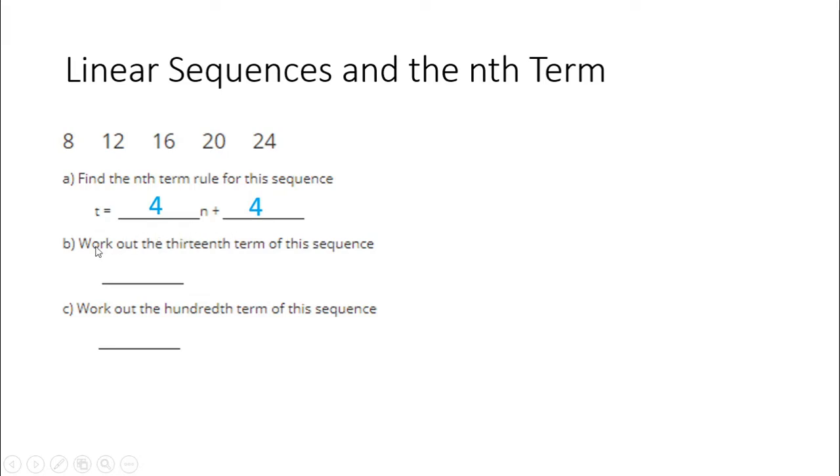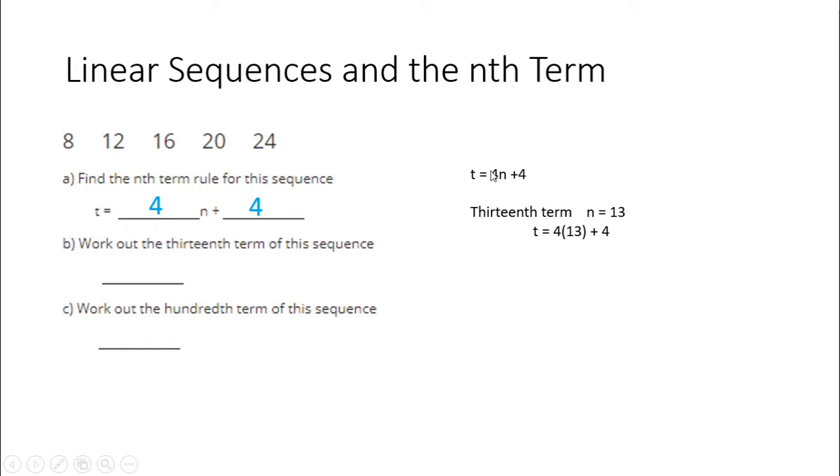And I'm going to use that formula to answer these questions as well. Work out the 13th term of this sequence. Well, I've just worked out the rule was t equals 4n plus 4. The 13th term will be the term when n is equal to 13. So I'll use that rule. t is equal to 4 times 13 plus 4.